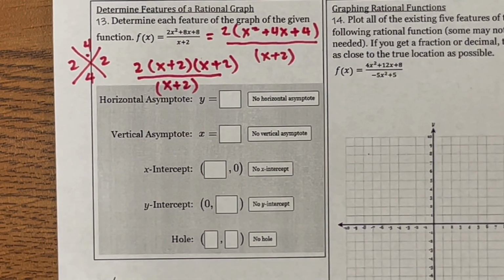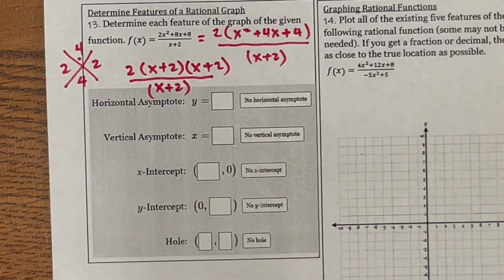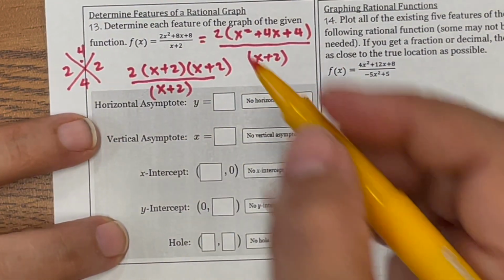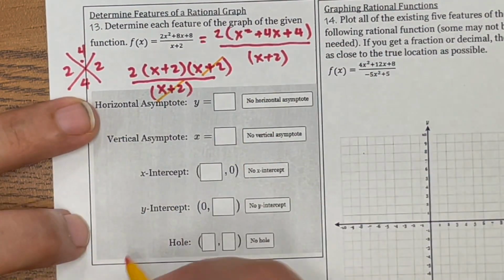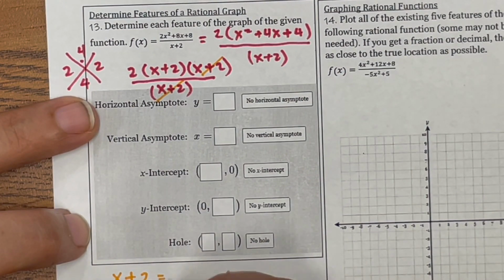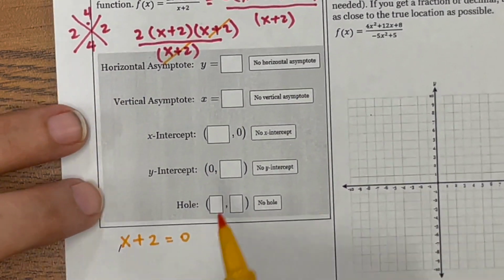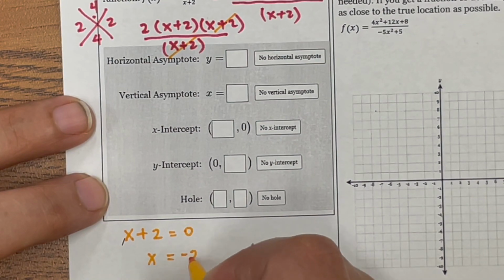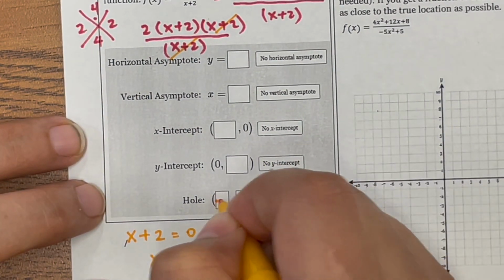So I'll start off with my holes. Can I cross anything out? Yes, I can. So x plus 2 is a hole. Set it equal to 0. What does that mean? x is equal to -2. So my hole happens when x is -2.